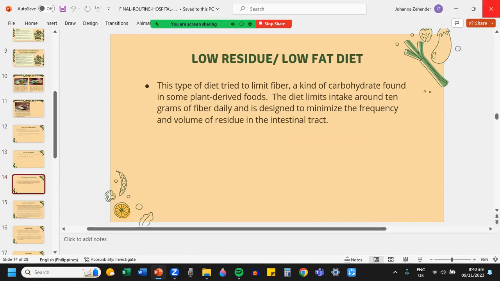Next, we have low residue or low-fat diet. This type of diet tries to limit fiber, a kind of carbohydrate found in some plant-derived food. So this diet limits intake to around 10 grams of fiber daily and is designed to minimize the frequency and volume of residue in the intestinal tract. So pag low residue, you would want to limit the amount of residue or yung content sa intestinal tract ni patient.